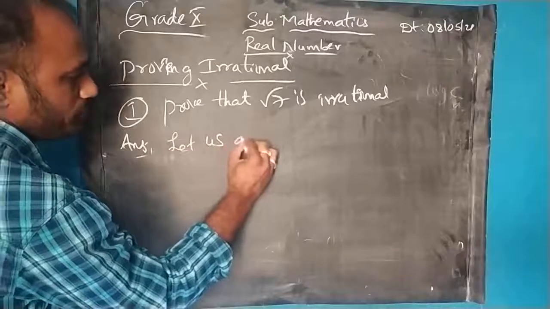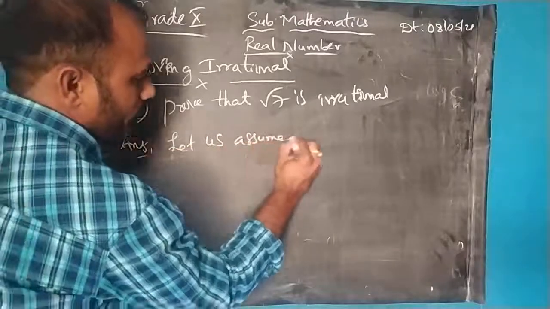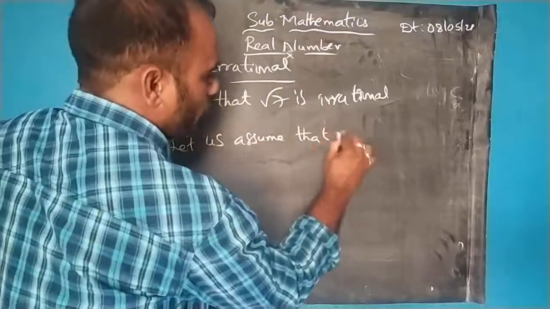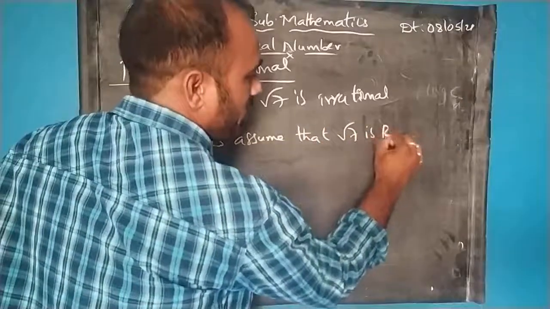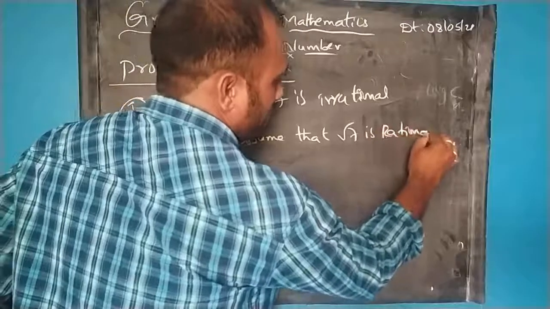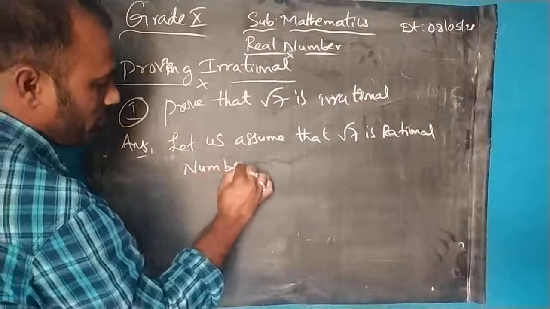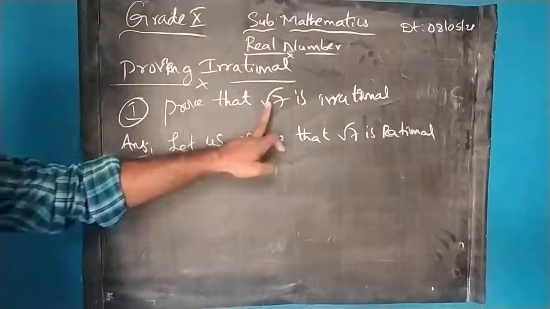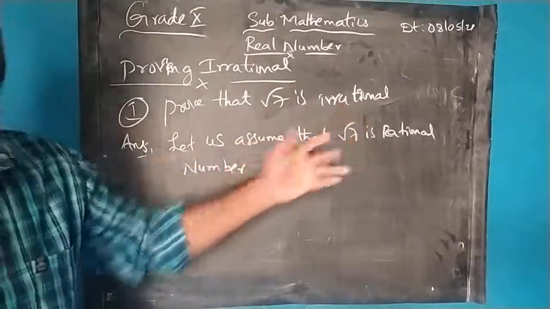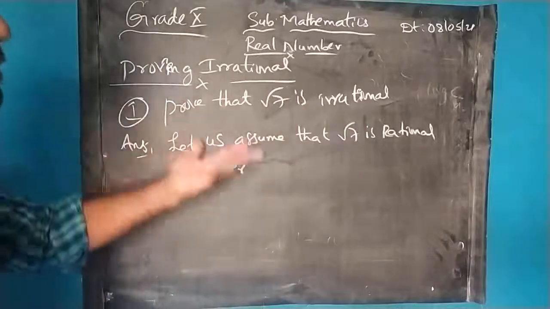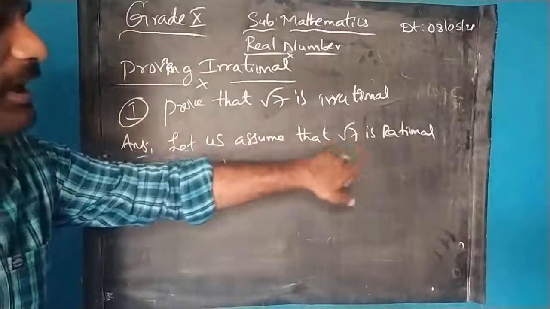Let us assume that root 7 is a rational number. So let me take that root 7 is a rational number. Why? Because if I say directly root 7 is not a rational number, it is an irrational number, means there is no proof at all. So to prove that, I am assuming that let it be a rational number.